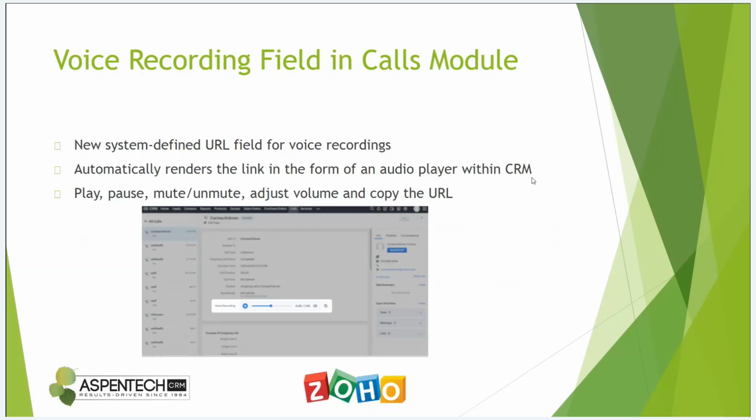So in addition to that, by adding this voice recording field in the calls module, users can also manually input URLs into this new system field. And then when they go to click on that, it automatically understands that you're already linked with an audio file, and it gives you the obvious options to play, pause, mute, unmute, adjust the volume, and you can also copy that URL if you need to as well. So that's a relatively minor, again, addition, but a handy one there as well.